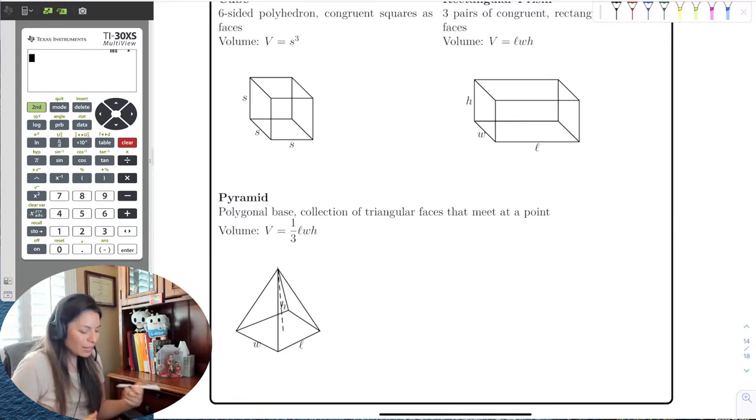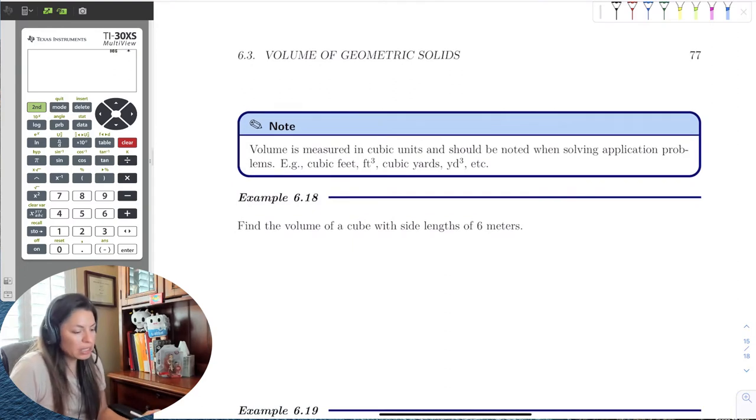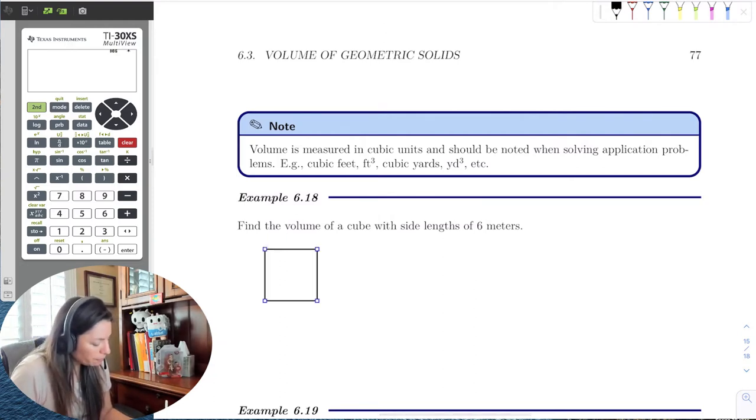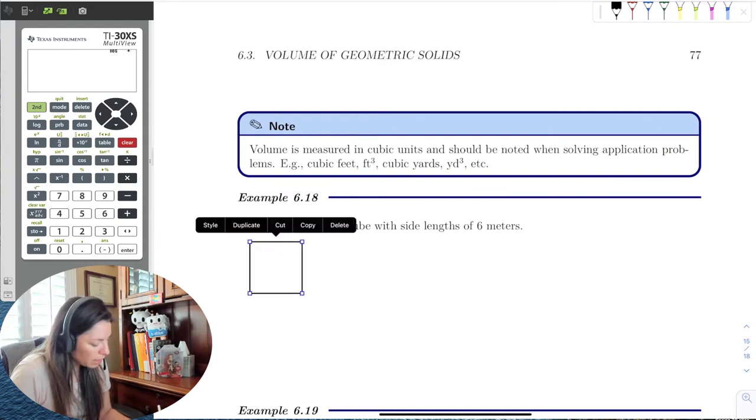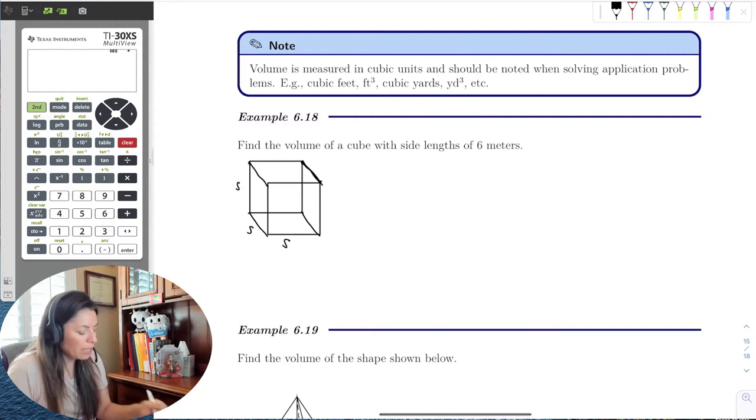So, okay, let's try a couple of examples. Again, volume is one extra dimension, so we're going to have cubic units, and we'll show this through the examples. So, if I want to find the volume of a cube with side lengths of 6 meters, I always like drawing because it's fun, but also gives me a really good idea of what I'm dealing with. Here we go. So, cube is side, side, side, all the faces are the same.